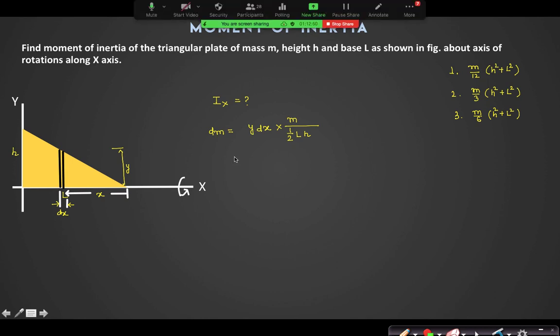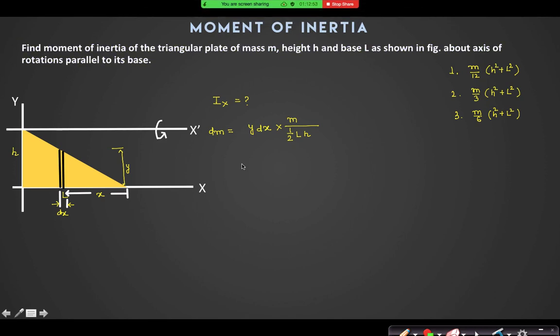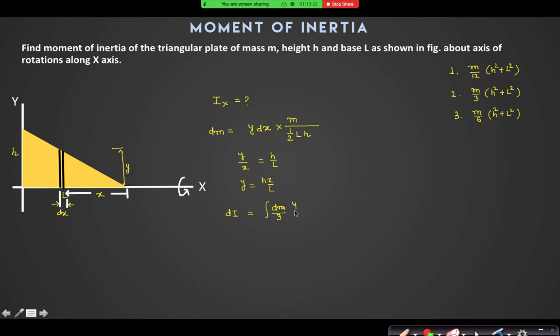Again, I can say that y by x is equal to h by L. So y is equal to h into x by L. So what is dI? Can I say dI is equal to the integral of dm into what is the moment of inertia of this rod about this axis? Is it mL square by 3 or dm by 3 into y square?